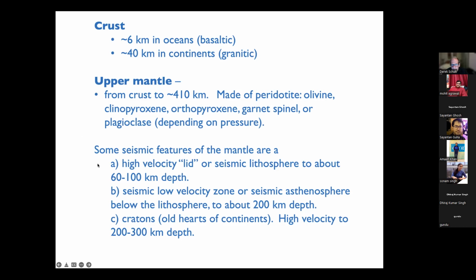Some seismic features of the mantle are often a high velocity lid or seismic lithosphere to about 60 to 100 kilometers depth, a low velocity zone below this to about 200 kilometers depth, and then cratons, which are the old hearts of continents, can have high velocities to 200 or 300 kilometers depth.